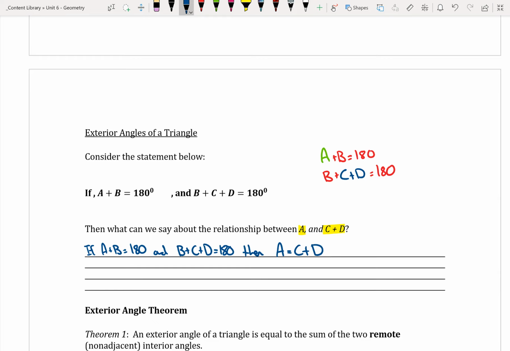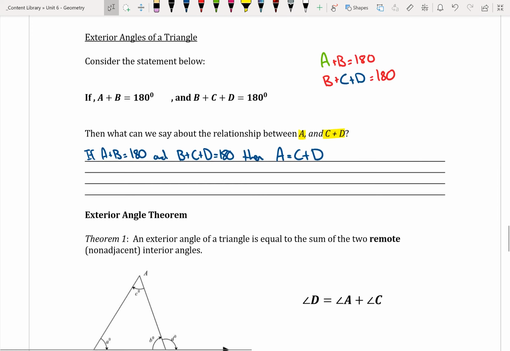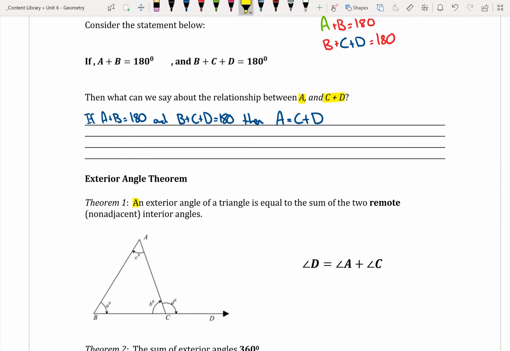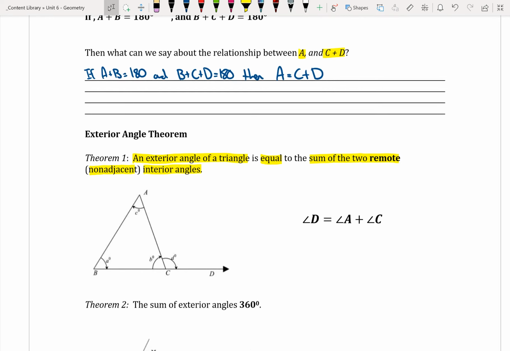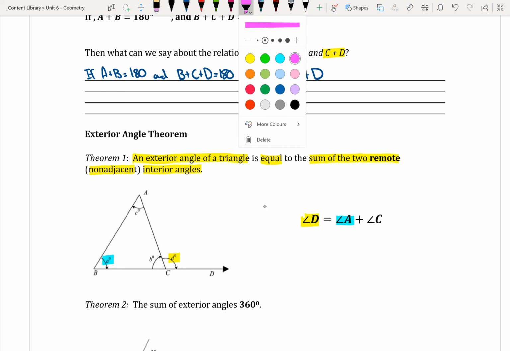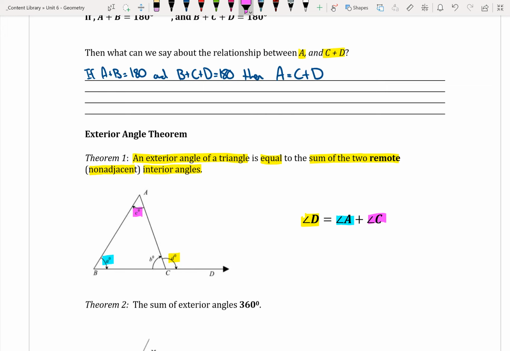So that means angle C and D is equal to angle A. And that is what our exterior angle theorem is. So what this theorem is that an exterior angle of a triangle is equal to the sum of the two remote or non-adjacent interior angles. So if I look at this triangle here, angle D here is equal to the two angles that are not beside it on the inside of the triangle. So that means I have angle A here and angle C, which is here. So these two angles, the one in the blue and the purple, is equal to angle D, which is the one in yellow.